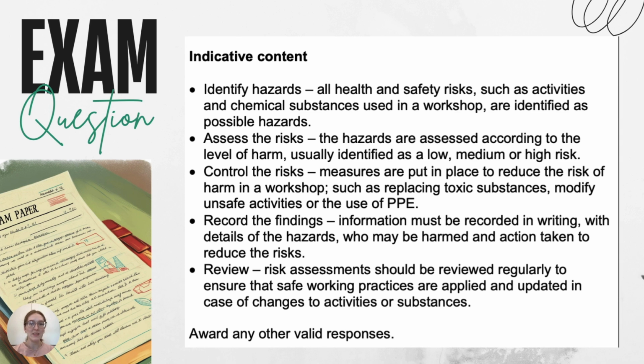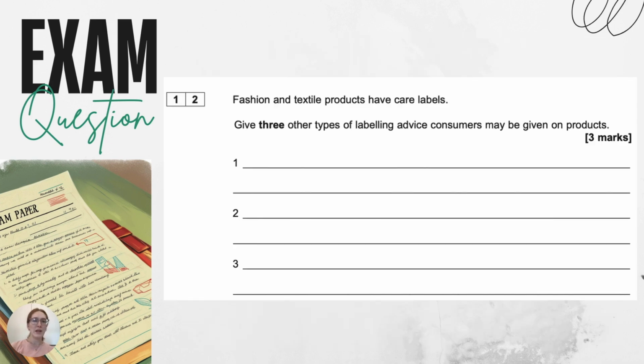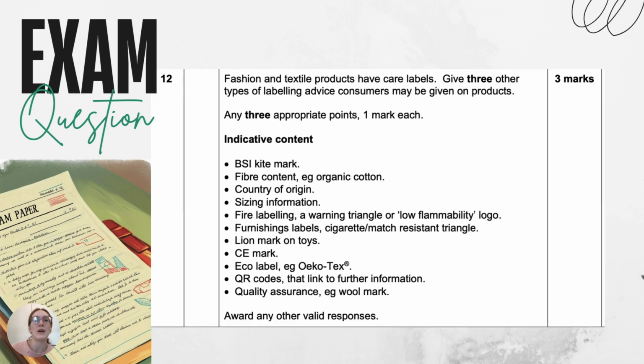So identify the hazards, assess the risks, control the risks, what we're putting into place to stop the incidents from happening, record the findings, and then review them. Okay, and then I'm pretty sure we did do this question. So this one is basically on labeling and asking you to name 3 labels that there could be on a garment or on a textile product.